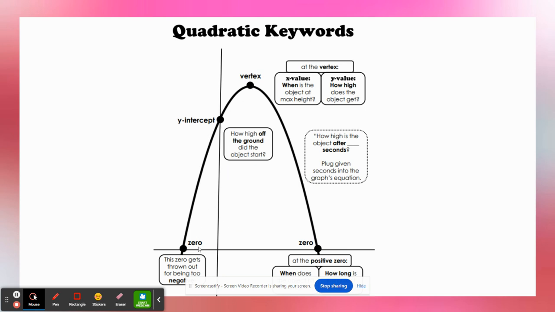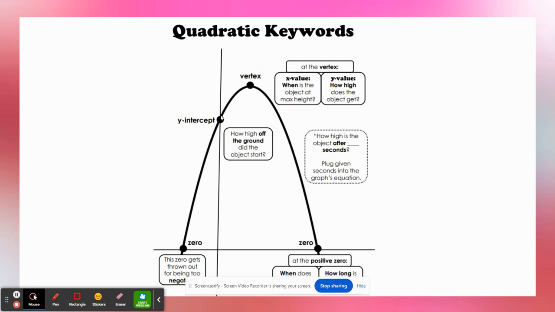Our zeros, also referred to as the x-intercepts, solutions, or roots, are usually our ending point. Our y-intercept in application problems is typically our starting point. So even though you might think your starting point is here, actually it's your y-intercept, and we'll talk about that in a moment. And our vertex, our minimum or our maximum, that's the highest point.